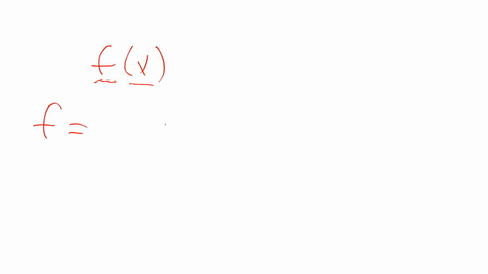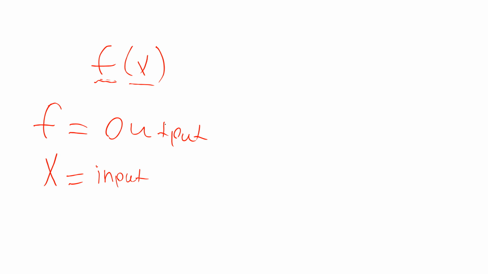When we have a function, you might have seen this. We refer to this as f of x. When we have a function, we have f and we have x. F is the output, and x is the input. We have an output and an input.